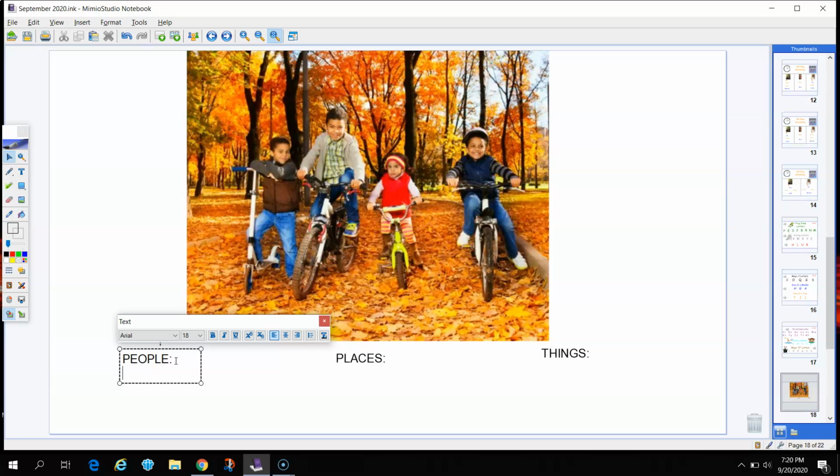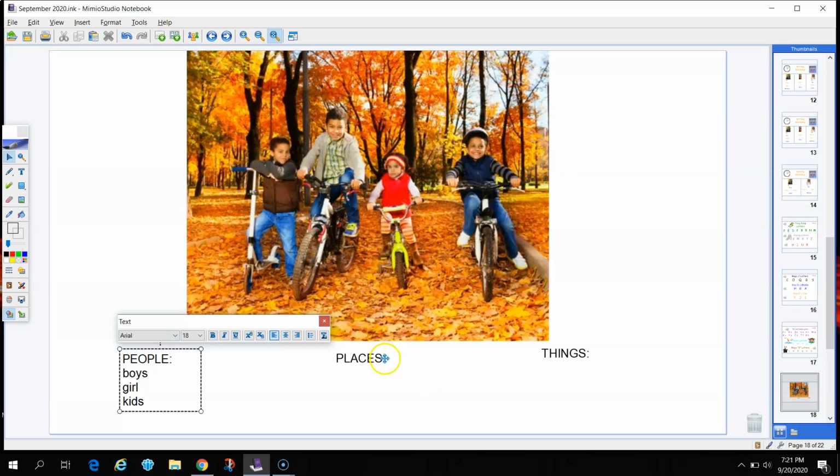Do you see the boys? Did you see the girl? Now, we don't know the names of these people, so these are not proper nouns. When we know the names that tell us a specific person, place, or thing, then it's a proper noun, and we'd have to start those with capital letters. But in this picture, we don't know the names of these kids. And that's another thing. You could say boys, you could say girl, you could also say that there's kids.